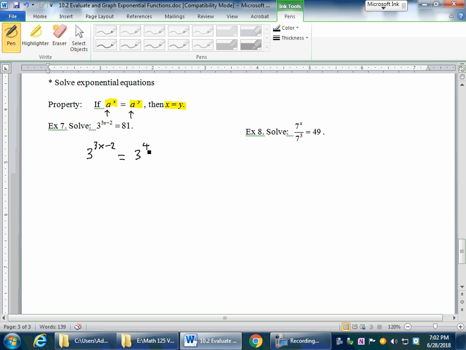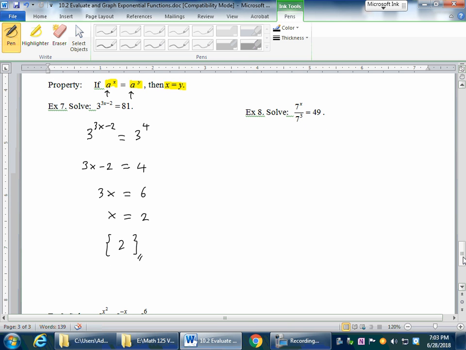So therefore, according to the property, I can simply say that their exponents must be equal to each other, otherwise their values will not be equal. Now that helps us to easily solve for the variable x, which is: add 2 to both sides and divide by 3. So therefore, my answer will be 2. So this is the final answer. Moving on to the next example.